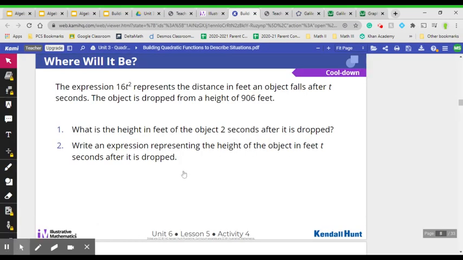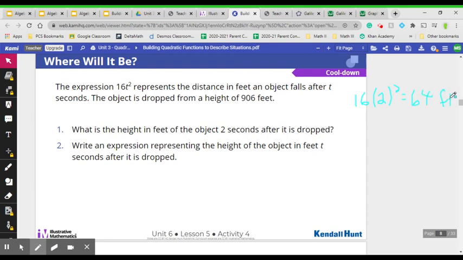To end part 1, we have an expression of 16t squared. We've seen that a few times in this part 1 so far, after t seconds, and they're dropped from a height of 906 feet. So we want to figure out what is the height in feet of the object 2 seconds after it has dropped. We're basically trying to figure out first how far it has gone after 2 seconds. We can find that pretty easily by doing 16 times 2 seconds squared. So that would equal 64 feet.